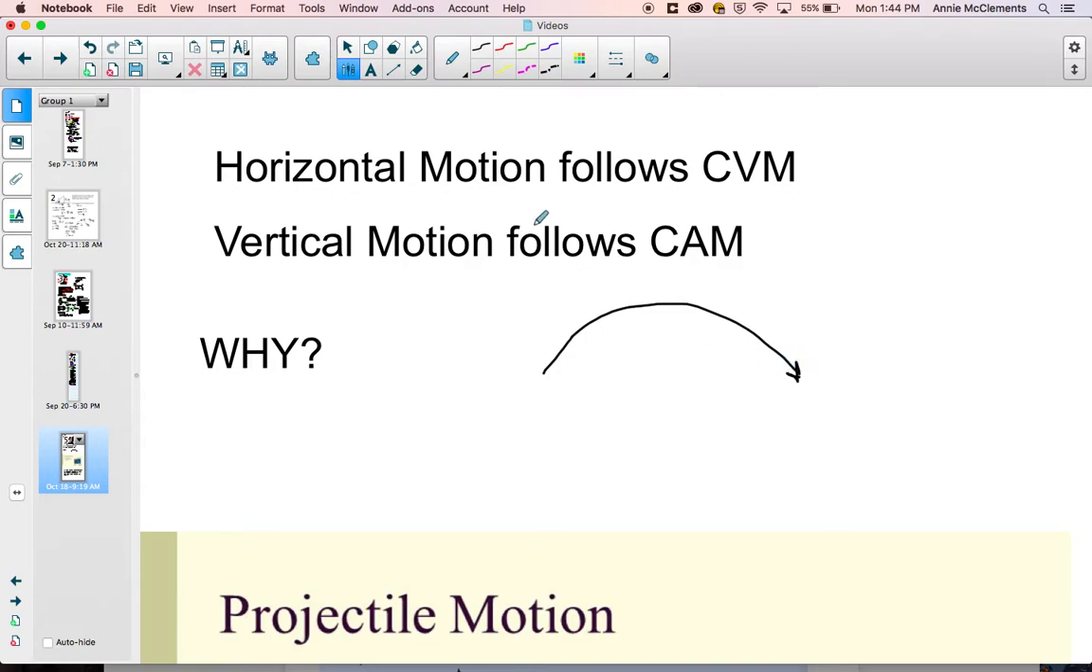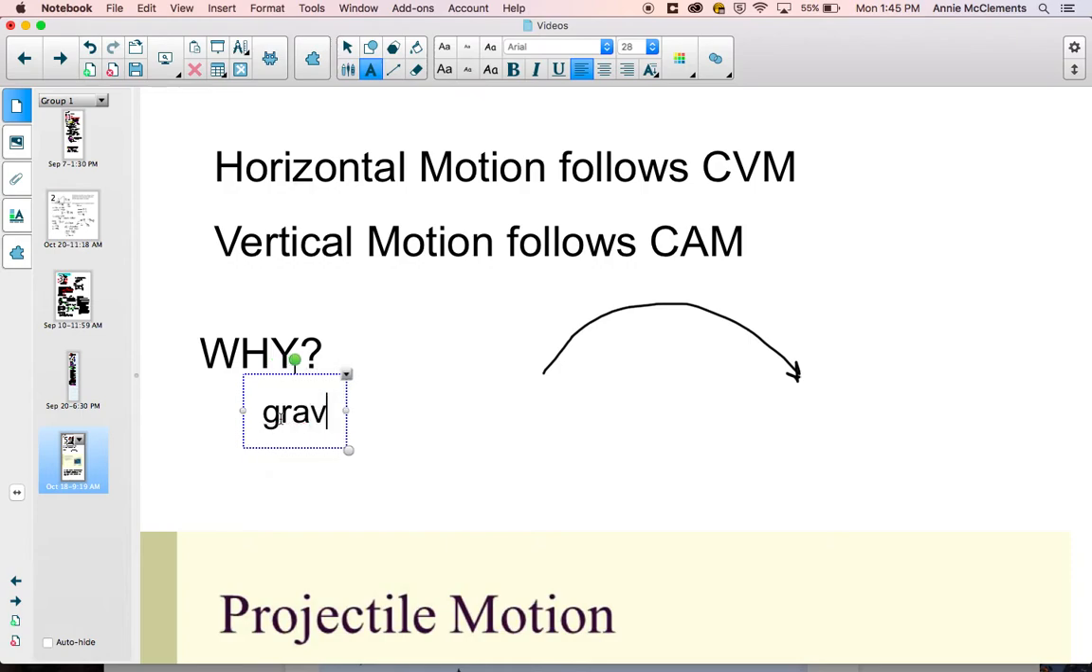Why is this? Why does the horizontal motion follow constant velocity and yet the vertical motion follows constant acceleration? The answer is gravity, to be concise. We haven't really talked about forces yet, but we will get there. The only force on that object once it's thrown, kicked, whatever it's doing in the air, is gravity. And gravity is a force in the vertical direction. It's not applying any horizontal force on this object.